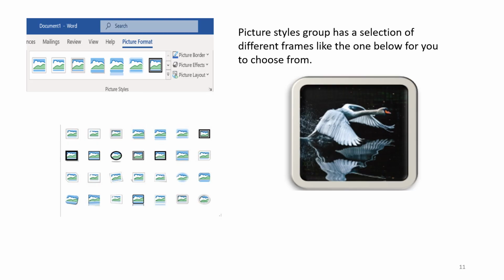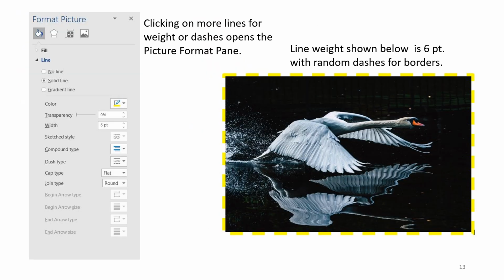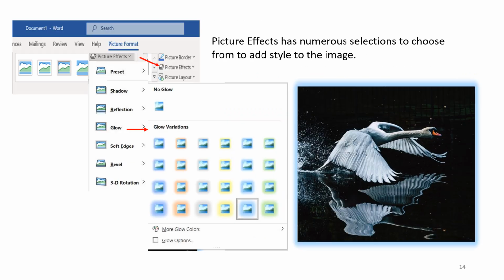Picture Styles group has a selection of different frames, like the one below, for you to choose from. Picture Border opens themed colors. You can choose no outline, more outline colors, line weight, and dashes pattern. Clicking on more lines for weight or dashes opens the Format Picture pane. Line weight shown below is 6 points with random dashes for borders. Picture Effects has numerous selections to choose from to add style to the image.